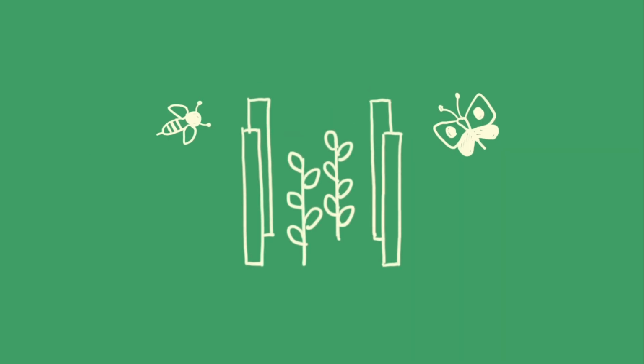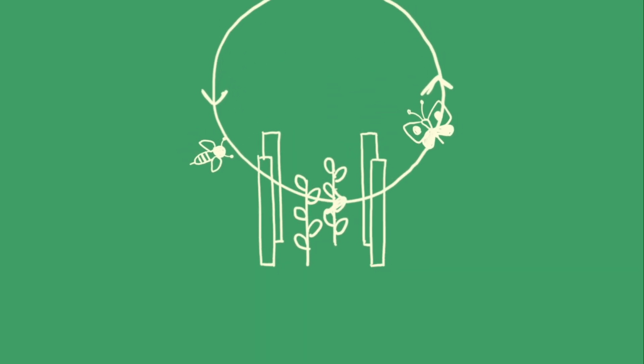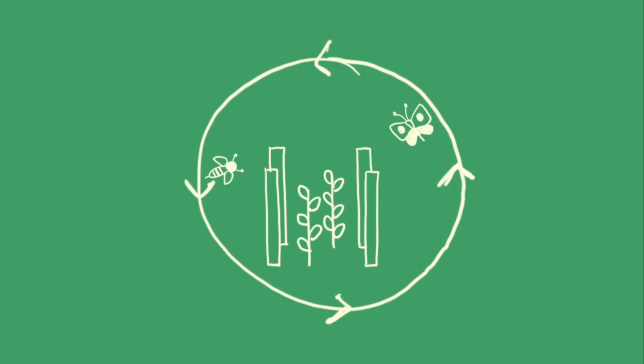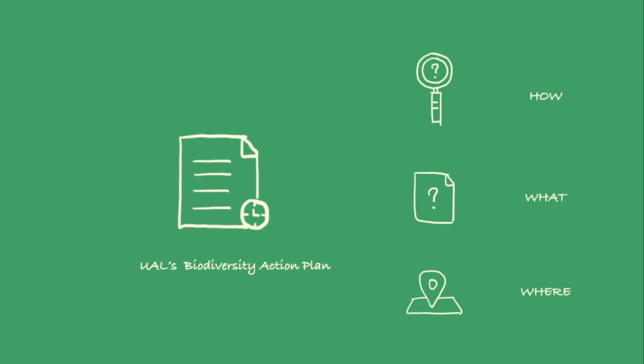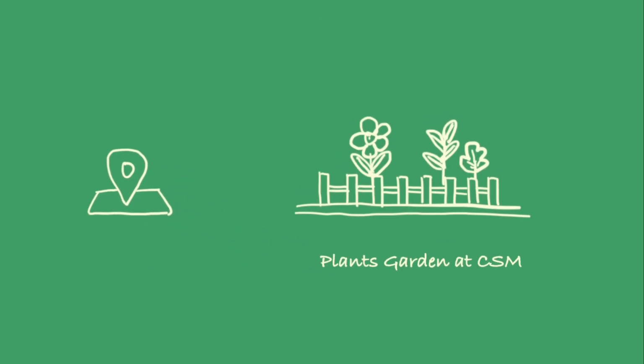Even though they are covered by plants, they could also attract more pollinators, like bees and butterflies. They could be seen as a small system that increases biodiversity at college. In order to find some plans and actions about green spaces, I also got UAL's biodiversity action plan from the website and found that one of the green spaces was the plants garden at CSM.